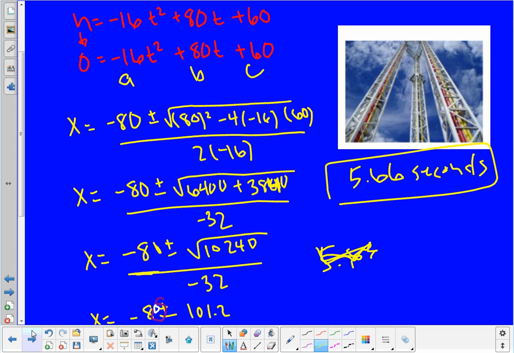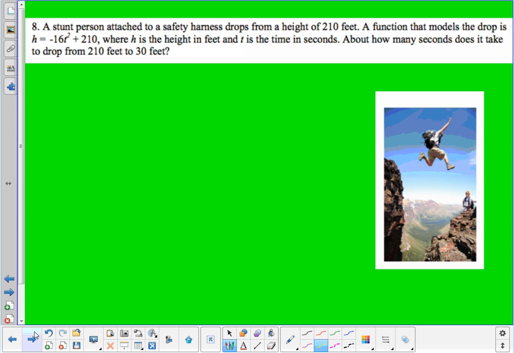All right. Last question, number 8. It says a stunt person attached to a safety harness drops from a height of 210 feet. A function that models the drop is given right there: h equals negative 16t squared plus 210, where h is the height in feet and t is time in seconds. About how many seconds does it take to drop from 210 to 30 feet?